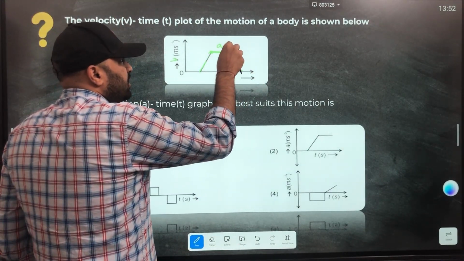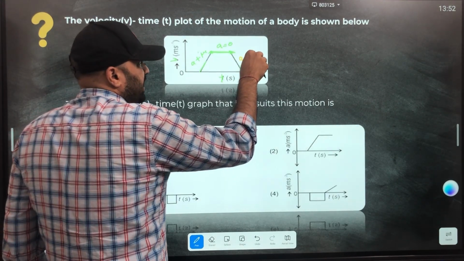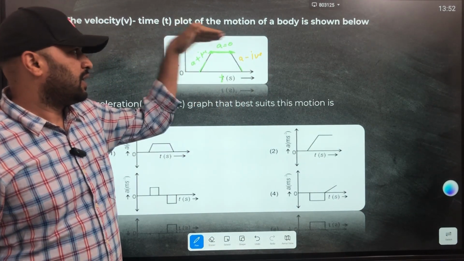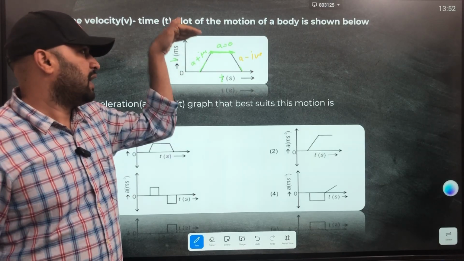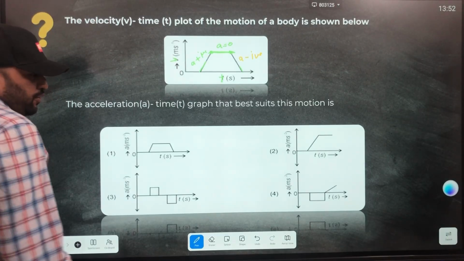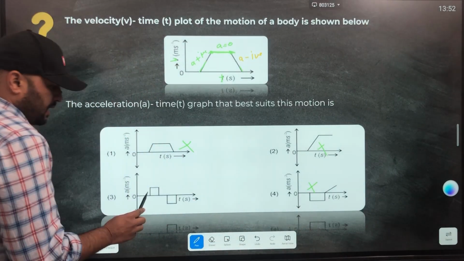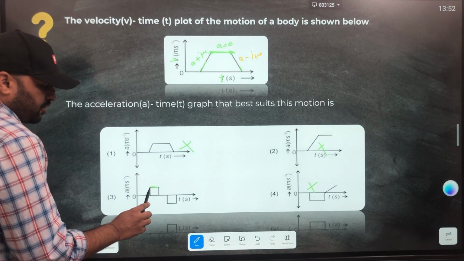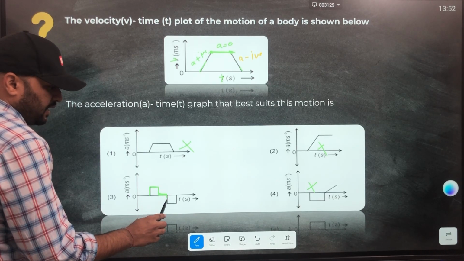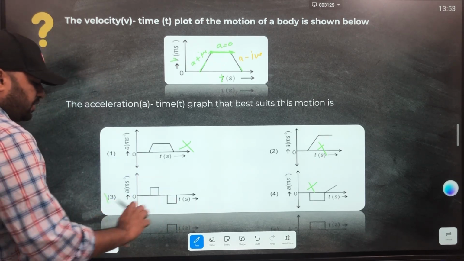Here A is 0, here A is positive, and here when the slope is going down, A is negative. Clear? These are the three scenarios: acceleration positive and constant. Be very careful. Acceleration 0 because the velocity is constant, and acceleration negative. So which scenario suits best? Not the first one, not the second one, not the fourth one. Acceleration constant, 0 acceleration in this interval, acceleration negative and constant. Clear? So the correct answer for this one was option 3.